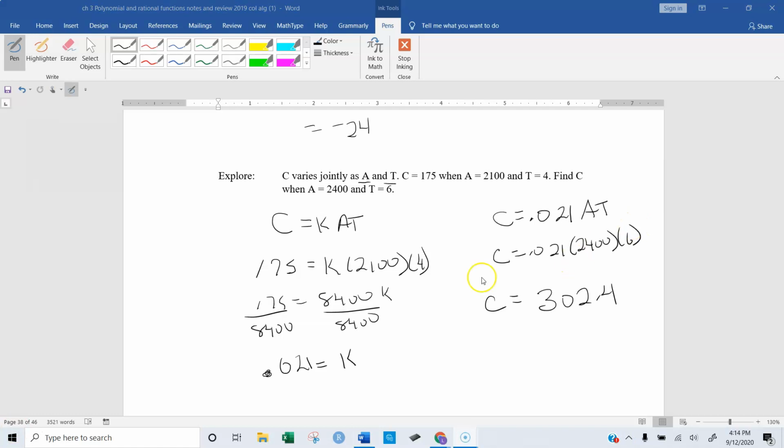Okay, I hope you did well. So we got 0.021, or so. We got our constant of variation, rounded to 3 decimals, which is 0.021. We created our new equation. We plugged in the numbers they asked us to solve for, and C is 302.4.